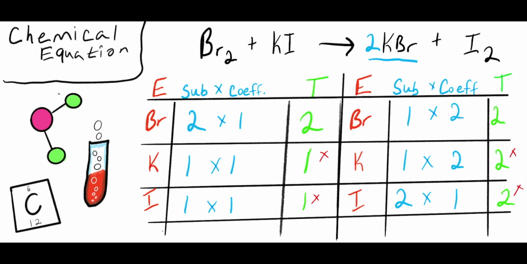In order to fix this, I'm going to have to put a 2 as a coefficient in front of my potassium iodide on the reactant side. This gives me a total of 2 potassium atoms on both sides, but it also affects my iodine. By filling in a 2 for the coefficient on the reactant side for iodine, I now have a total of 2 iodines on both sides of the equation. Now everything is balanced up and our new equation is Br2 plus 2KI yields 2KBr plus I2.